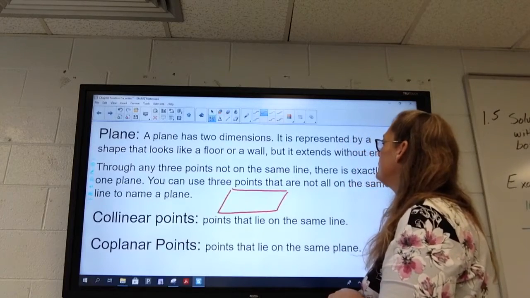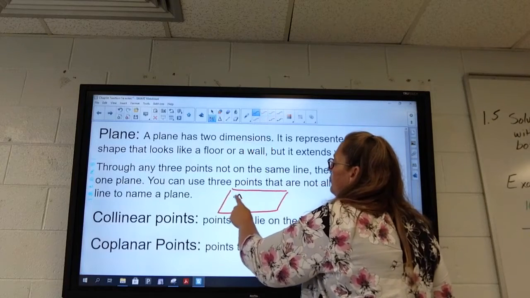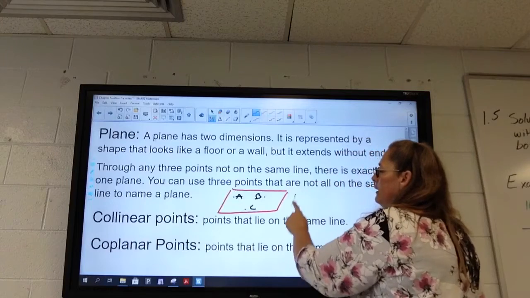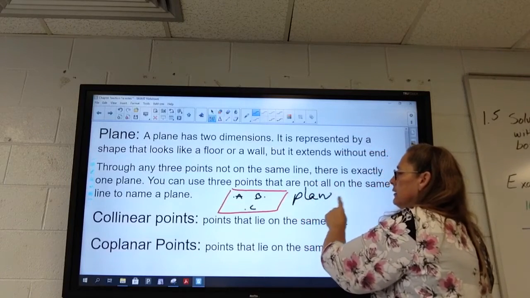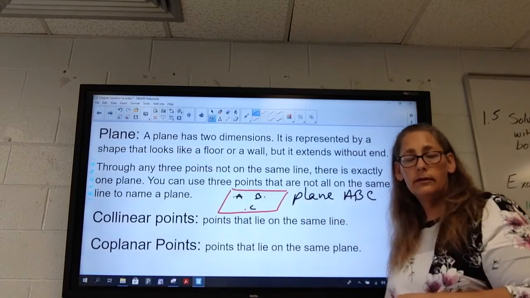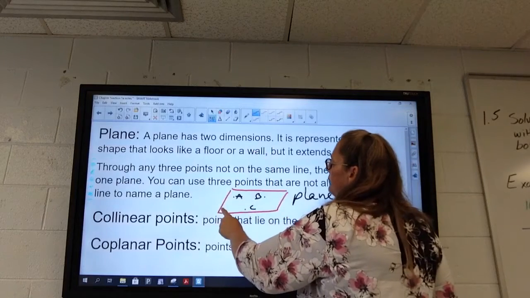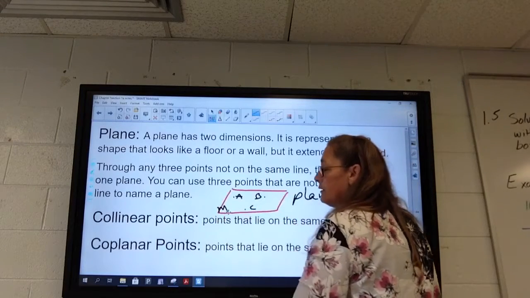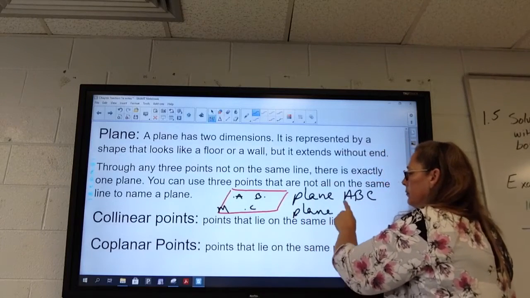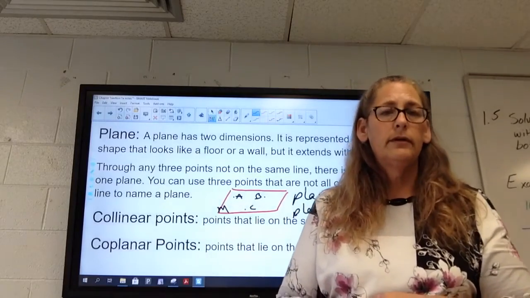3 points not on the same line is how you name it. So if you have point A, point B, point C, that is plane ABC. You can rearrange the order of the letters. It doesn't matter. It's okay. And if you have a capital letter here without a dot by it, that's another way to name it. Plane M. So these are the ways that you can name them.